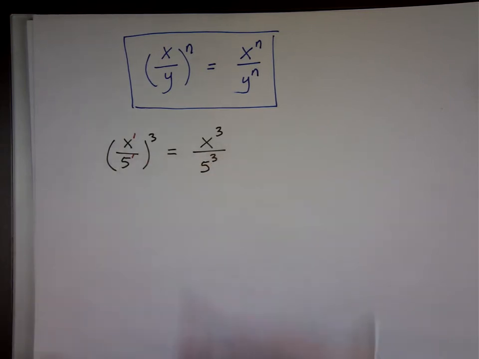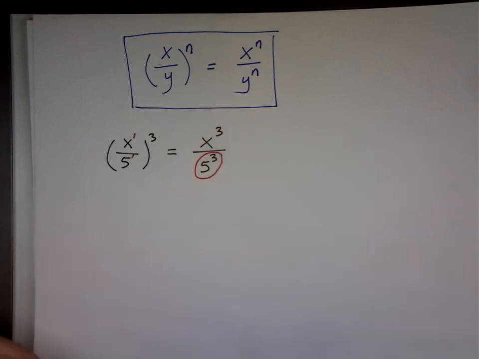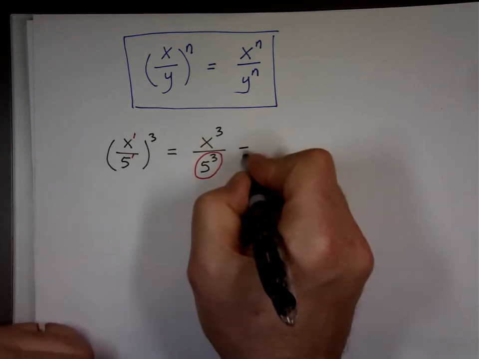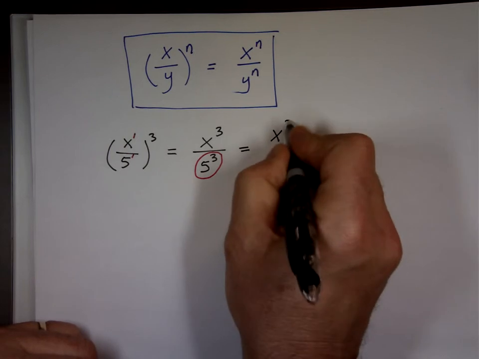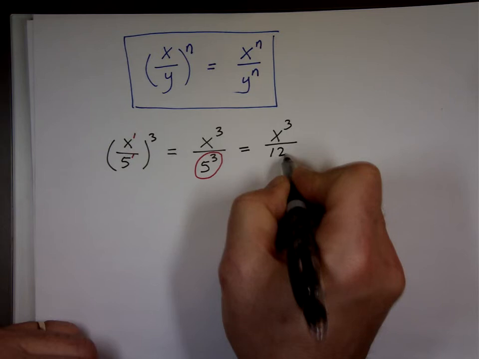And again, take this one and find the answer to it. 5 times 5 times 5. 5 times 5 is 25, times another 5 is 125.